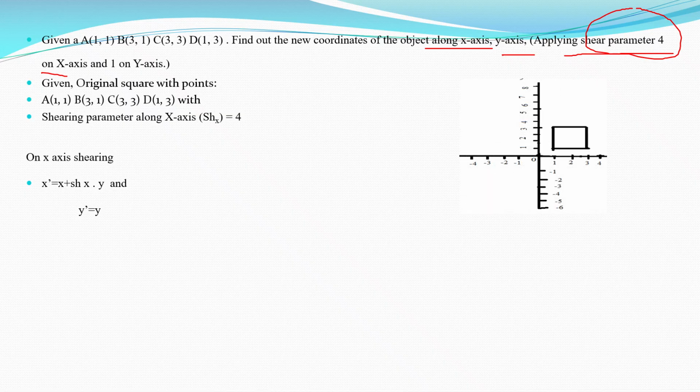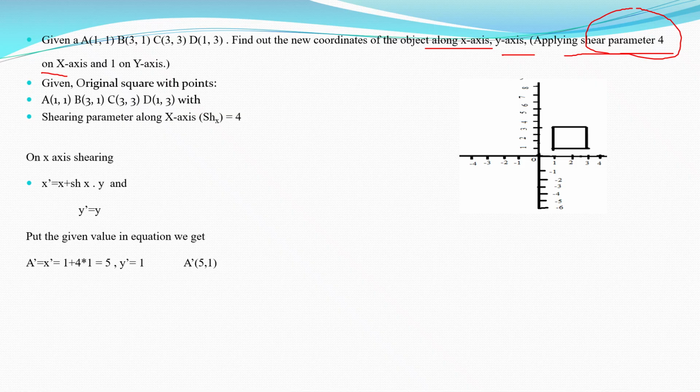This is the original one, the object before the shearing. We have to apply the shear on the x-axis, so we put the given values in the equation. A is 1 comma 1, meaning x equals 1 and y equals 1. How do we put the values? What is the shear of x value?